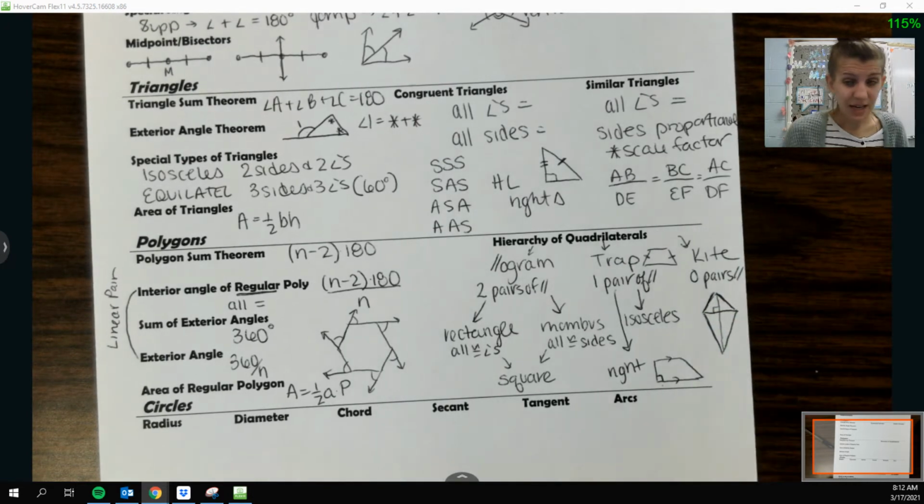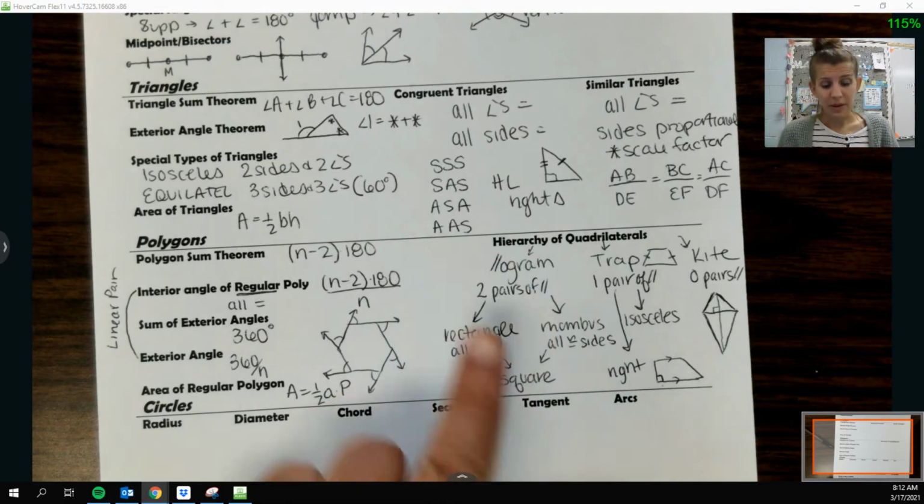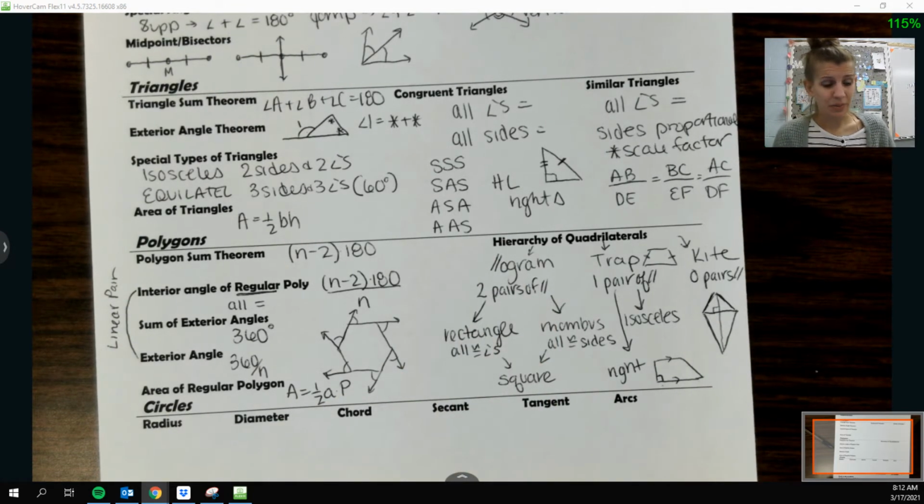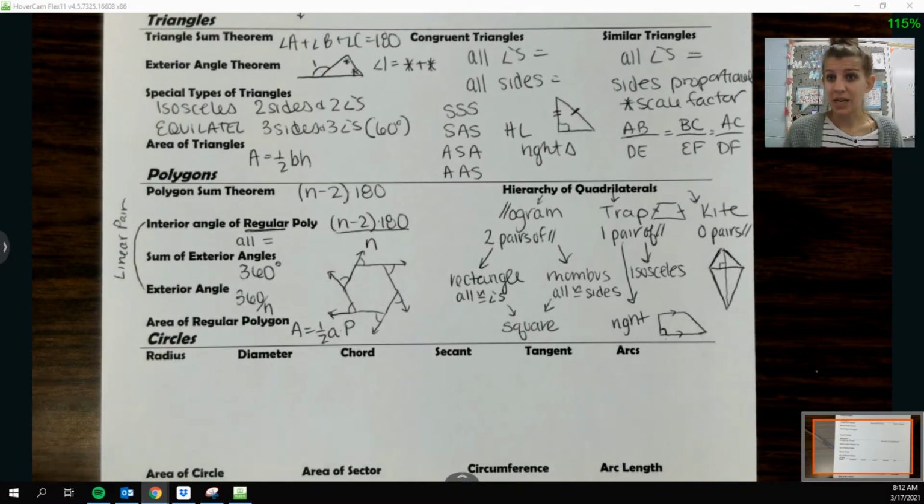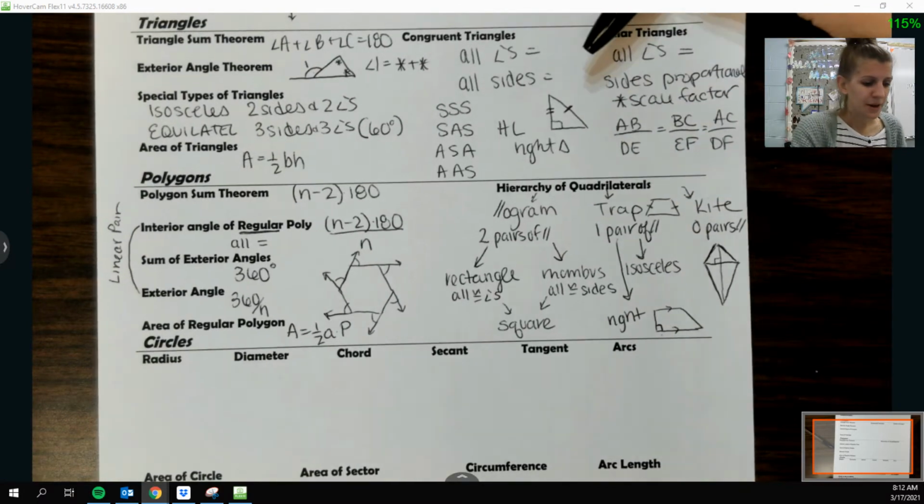There are a lot of diagonal features with parallelograms, just too many to remember or remind you of right now, but we might get to them when we do some of our practice problems.